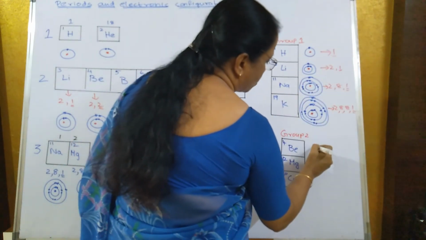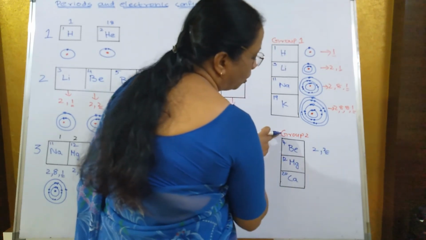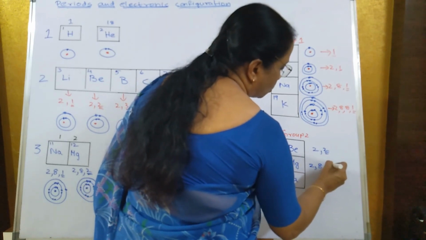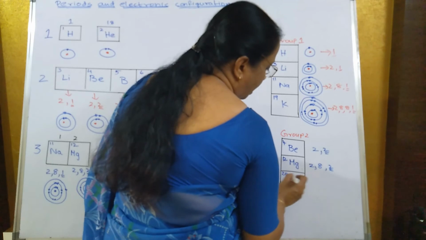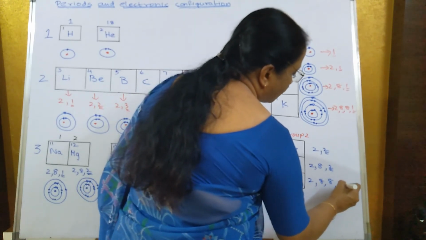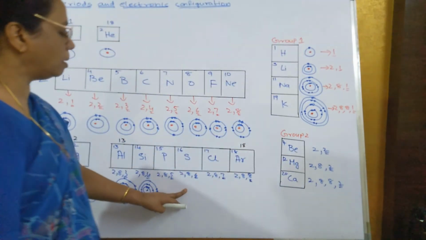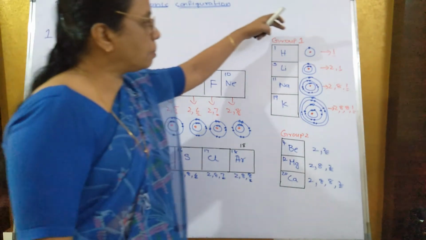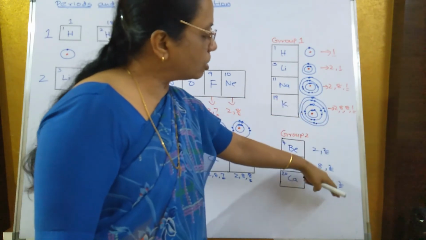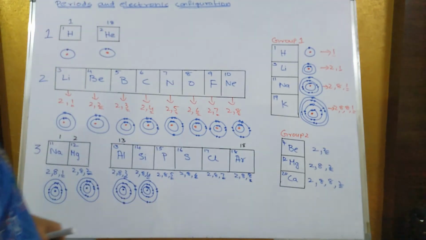So here it is 2, 2. So the valence electron is how much? 2. Group is what? 2. In magnesium it is 12, so 2, 8, 2. So what is the valence electron? 2. In calcium it is 2, 8, 8, 2. So what's the valence electron? 2. So in group the valence electron is same, and in periods it depends upon the number. Here it is 1, so the valence electron is 1. Group 2, the valence electron is 2. So from the electronic configuration you get lots of information about the elements.